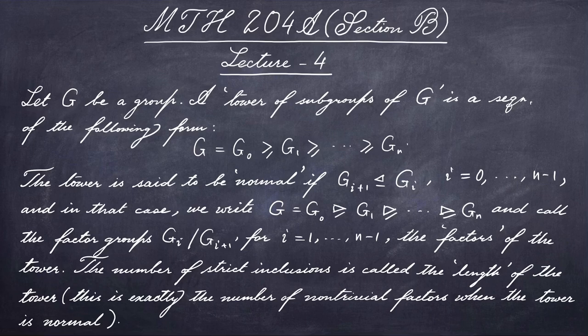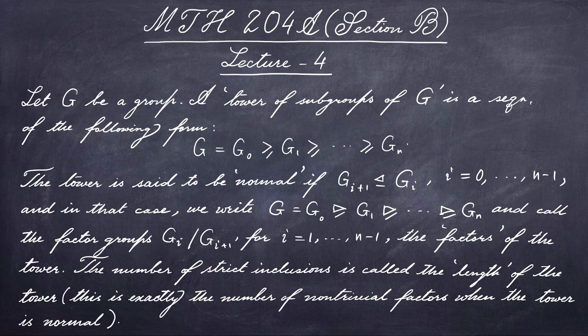This is the fourth lecture of the course MTH 204A for section B. In the third lecture, we were introduced to solvable groups. In this lecture, we will view solvable groups from a slightly different perspective. And in fact, we will be proving a famous theorem called the Jordan-Hölder theorem.